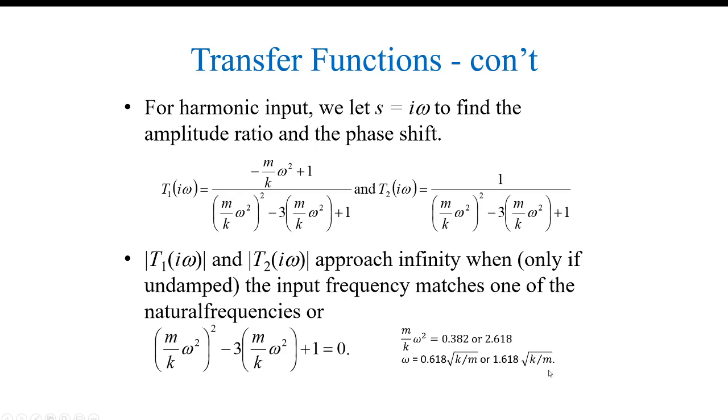Now we're going to use something called a non-dimensional frequency called eta. Instead of saying the first natural frequency is 0.618 times the square root of k over m, I'm going to say the first non-dimensional natural frequency, eta 1, is 0.618. So your eta is omega divided by the square root of k over m.